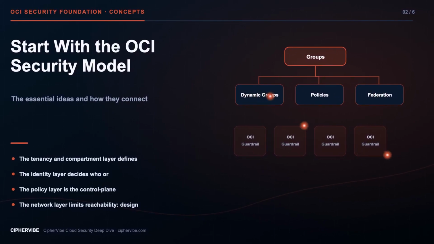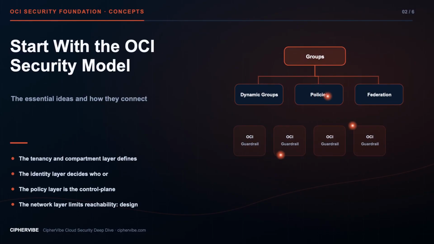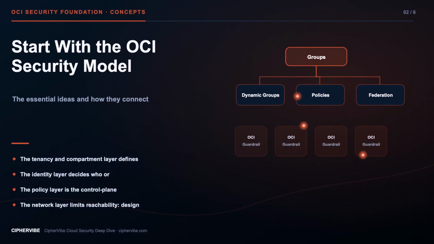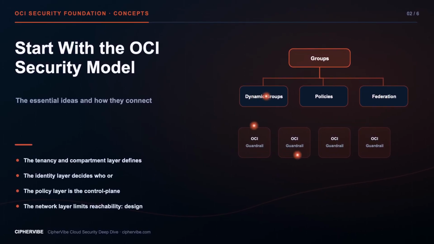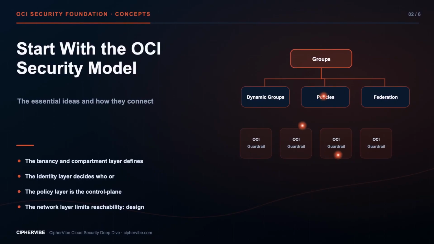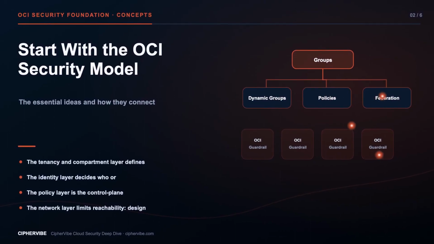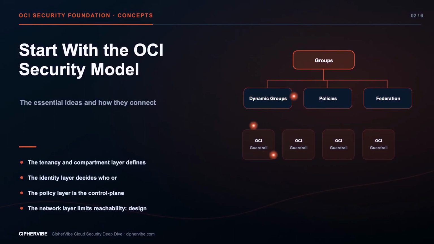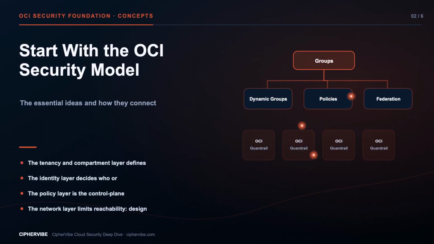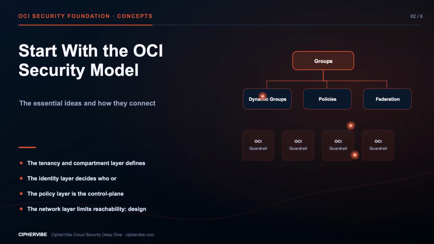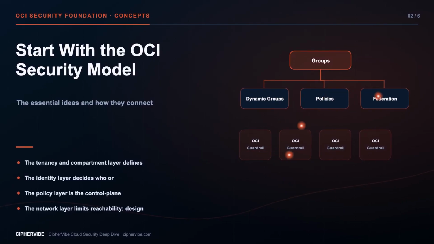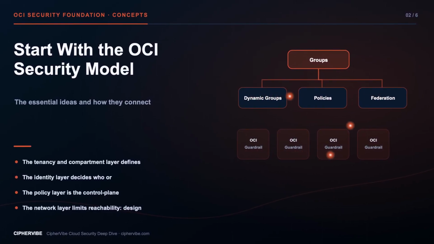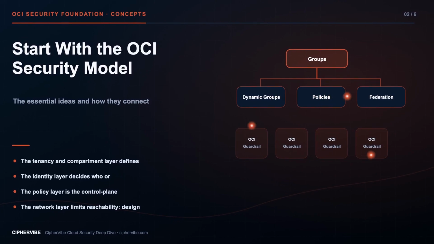Fifth, the telemetry layer preserves evidence. Use audit, logging, events, monitoring, notifications, and Service Connector Hub to route control plane and workload evidence to protected destinations and security operations. Sixth, the response layer assumes something will eventually fail. Prepare playbooks for compromised users, exposed buckets, permissive policies, leaked API keys, public IP exposure, suspicious Cloud Guard problems, key rotation, compartment isolation, and backup recovery.